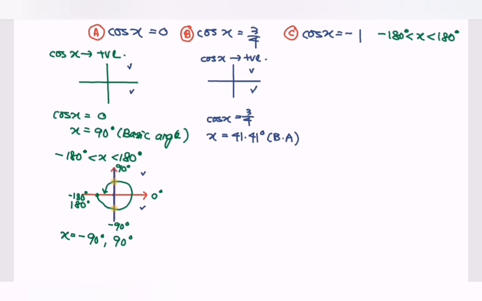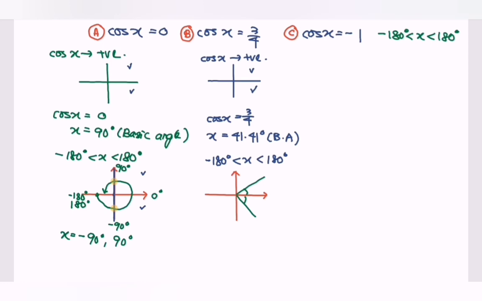Step number 3, the range. In this part, the range will be the same, meaning from negative 180 degrees until 180 degrees. Step number 4, the rotation. Now, kindly refer to step number 1, where the first and the fourth quadrant is the location. Next, kindly refer to the basic angle. Here we have the basic angle, 41.41. Here is another part, 41.41 is our basic angle.